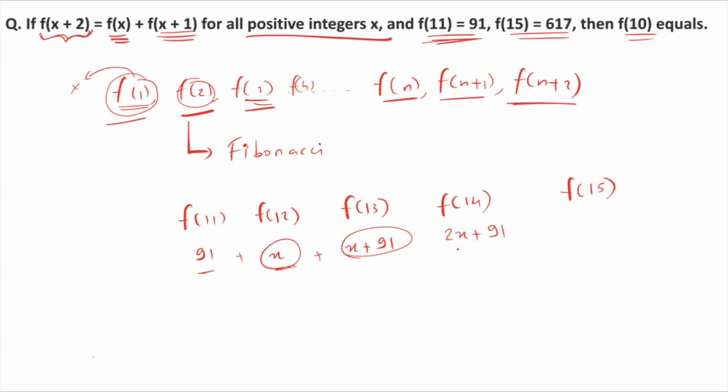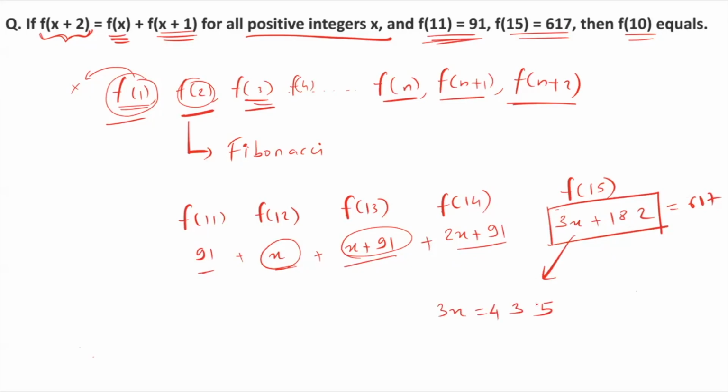f of 15 will be the sum of these two numbers, the two previous terms. 2x and x will be 3x, plus 91 and 91 is 182. So f of 15 is 3x plus 182. In the question, we have been given this value as 617. So now we can solve for x. I can write 3x is equal to 617 minus 182, which will be 435. So x will be 145, since 3 ones are 3, 3 fours are 12, and 3 fives are 15. And hence we have found the value of f of 12 here as 145.